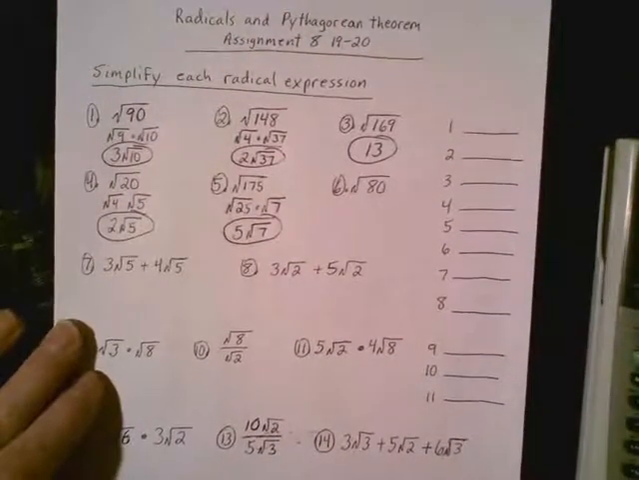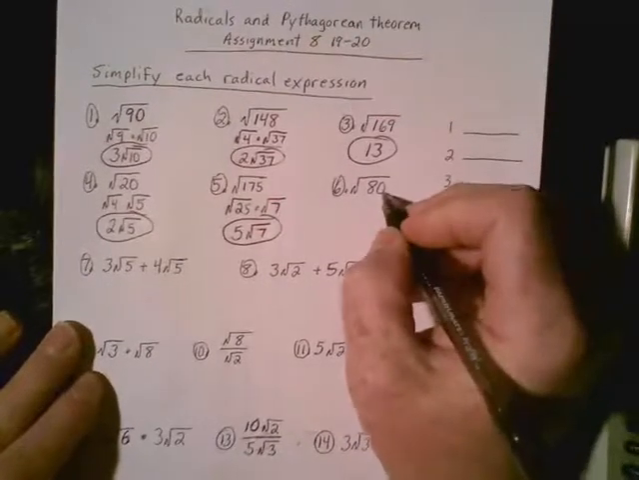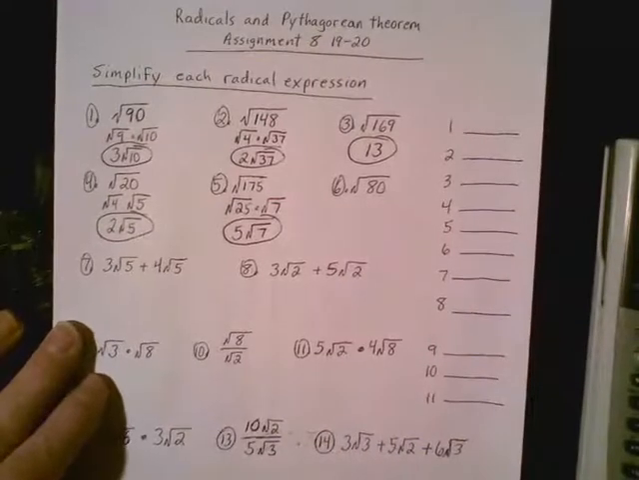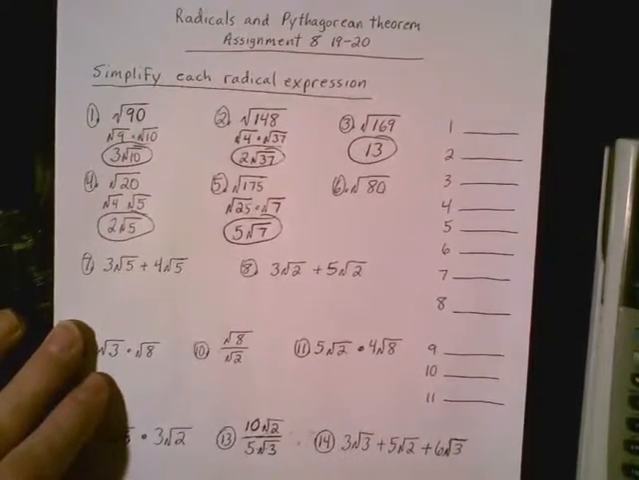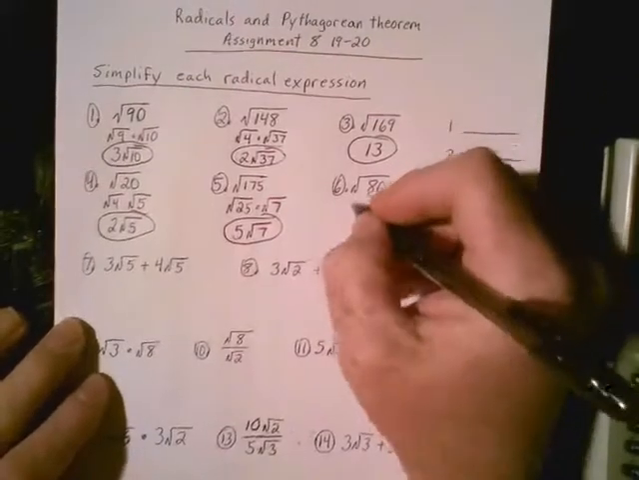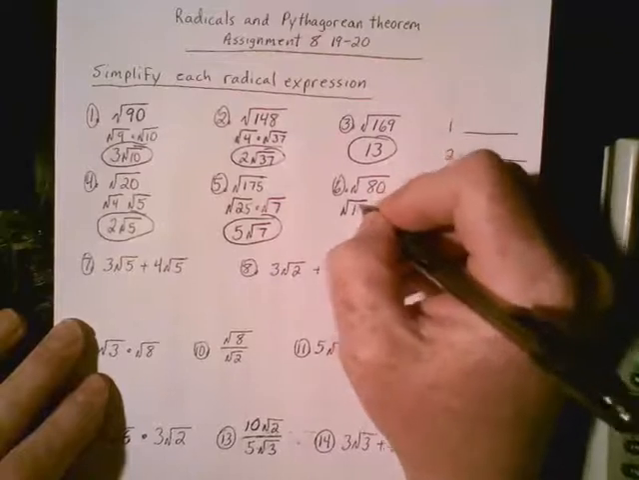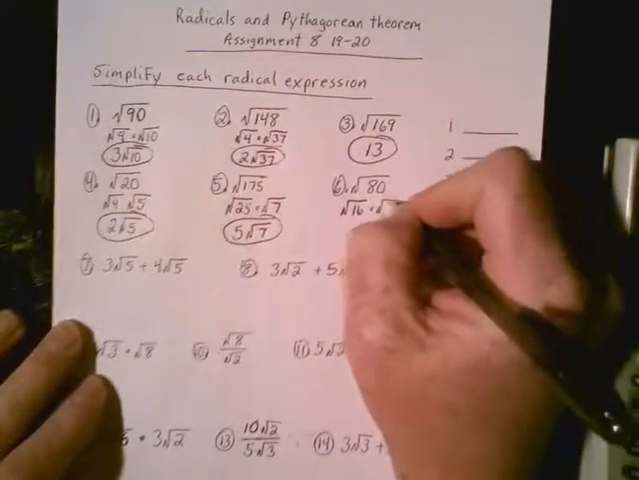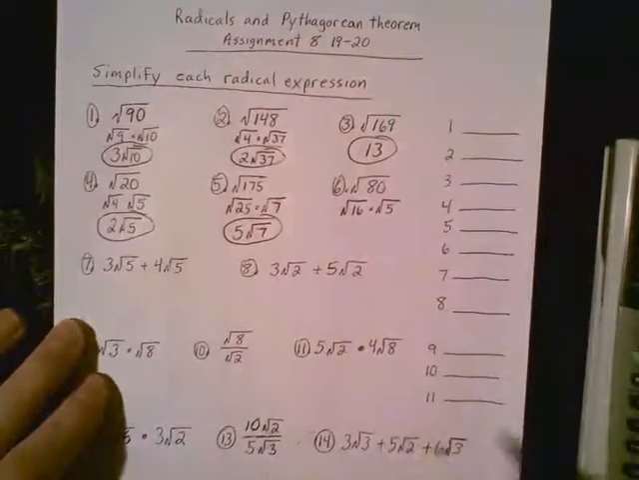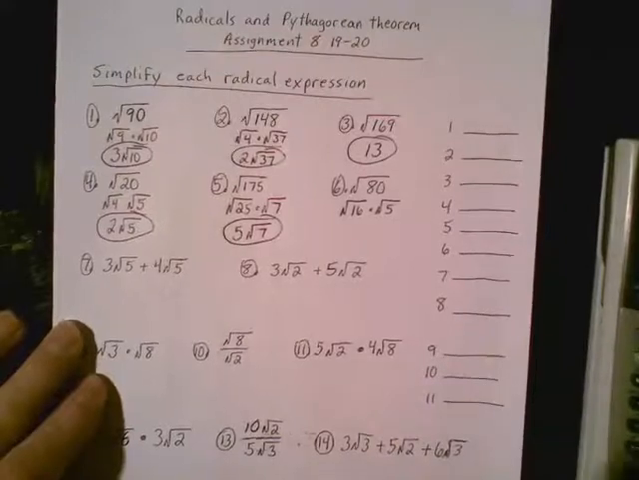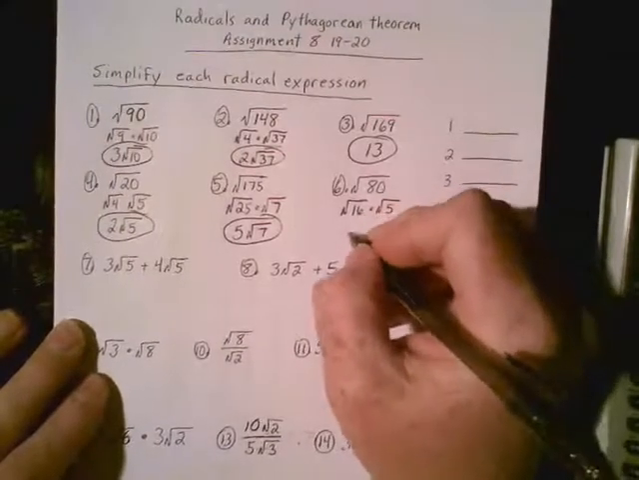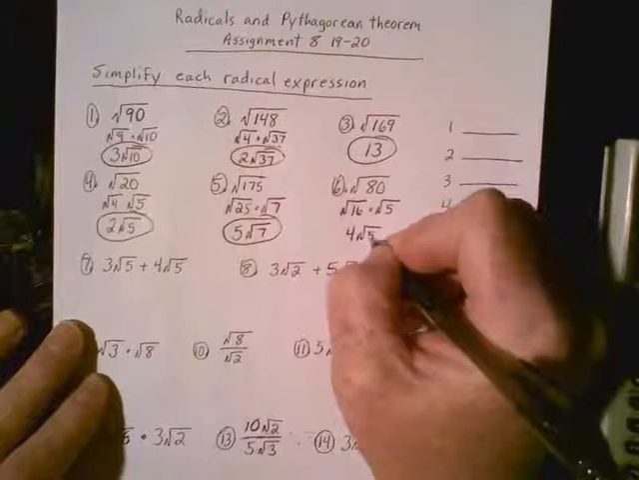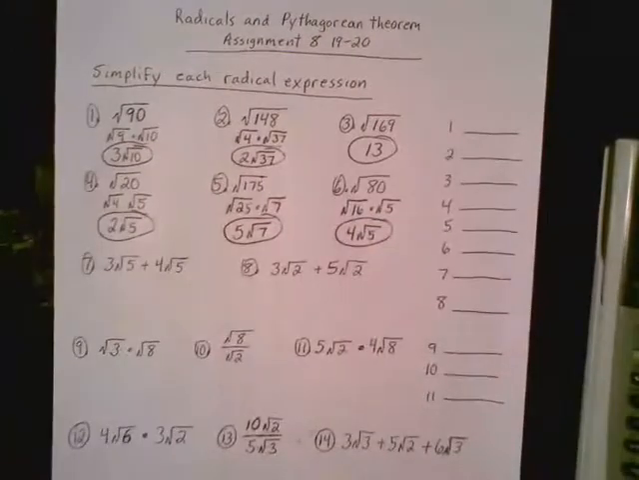Next one, 80. 4 will go into 80. But I think maybe 16 will go into it. So if I grab my calculator and I say 80 divided by 16, again, we want the biggest perfect square number, and 16 will go into it. It's 16 times 5. It's just like reducing down a fraction. If you don't reduce it down enough the first time, then you've got to do it again. So you'd like to get it all done in one step. Square root of 16 is 4. 5 stays under the radical, so 4 times the square root of 5.